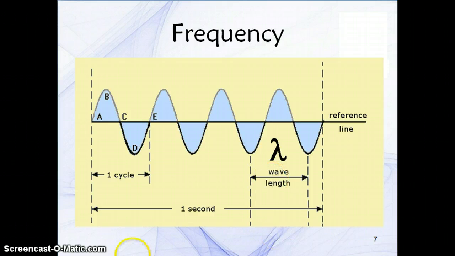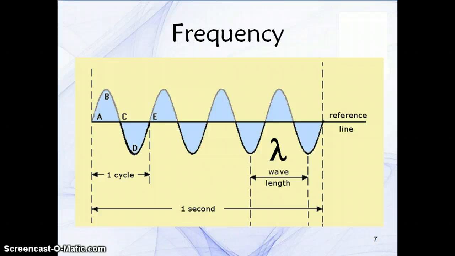Amplitude is the height of a wave crest above the reference line, half the distance measured vertically from the crest to the trough. And frequency is the number of cycles in a unit of time. That would be known as hertz. That's the name of frequency: how many times that happens per second.